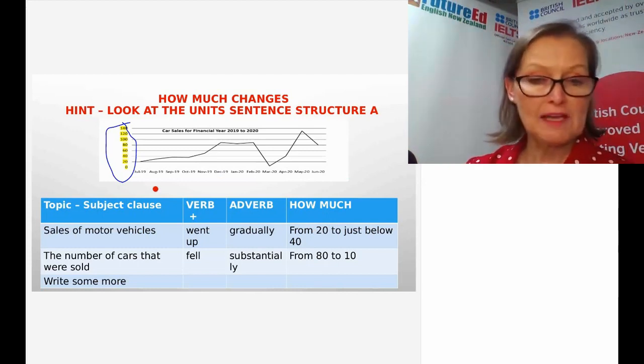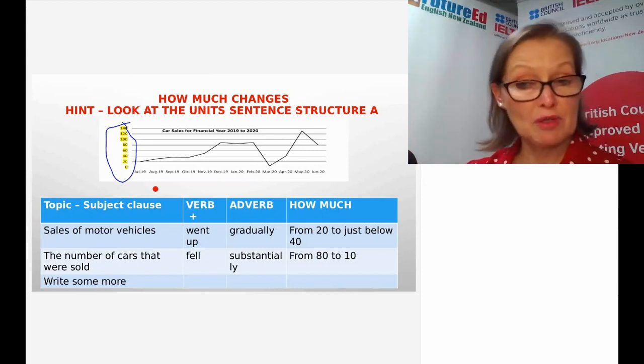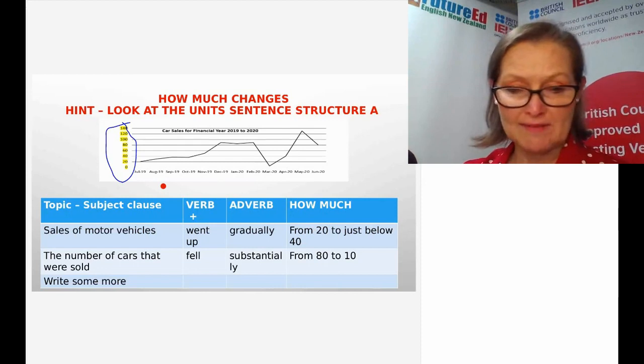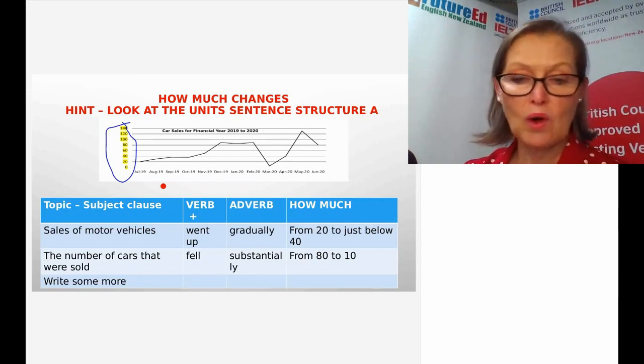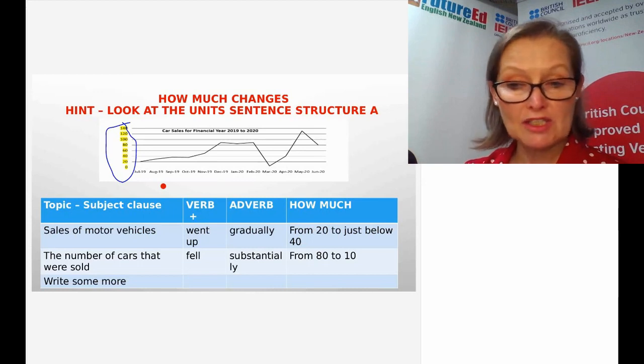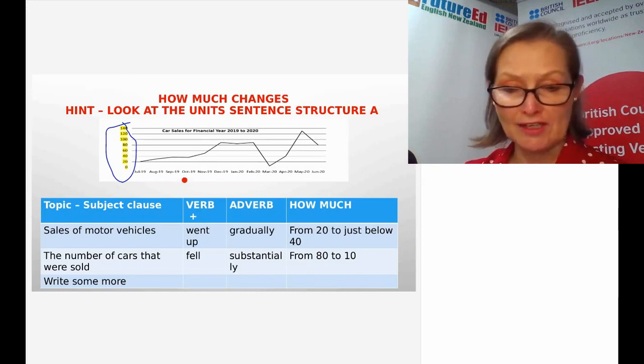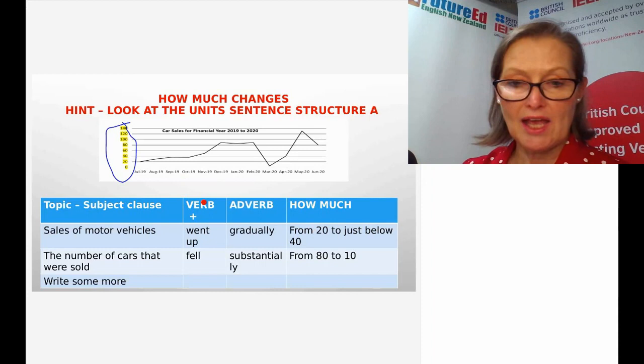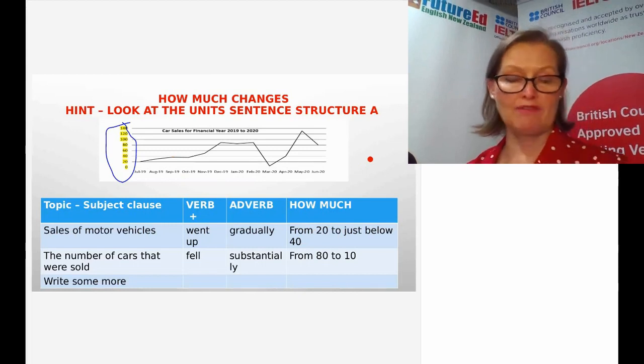My sales of motor vehicles went up gradually from 20 to just below 40. Or I could say the number of cars that were sold fell substantially from 80 to 10. And now I'll give you a few minutes to just practice writing some more sentences using the graph above.